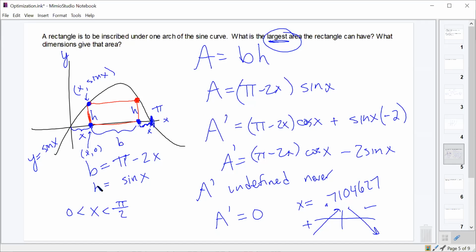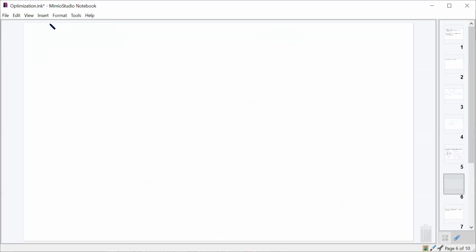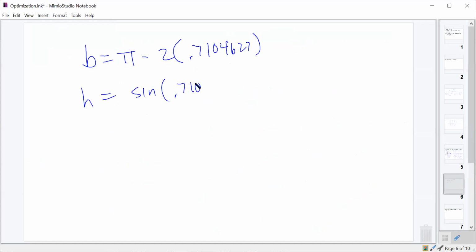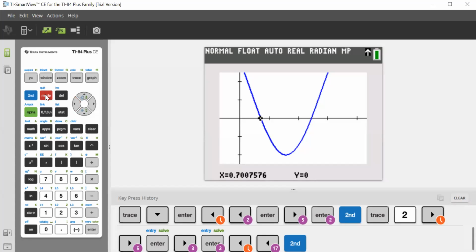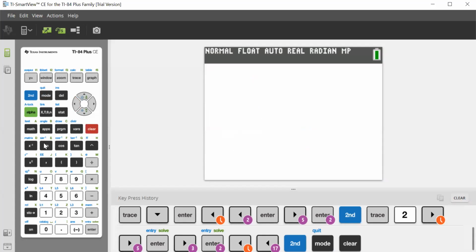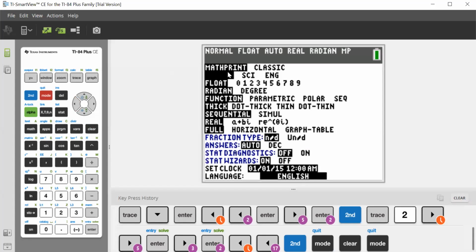All right, so then it wants to know what are the dimensions, so we got to figure out what's the base and what's the height. So the base is pi minus 2 times that. So base equals pi minus 2 times 0.710467. And our height is equal to the sine of 0.710467. And our area is equal to those two things multiplied together. So with any luck, you guys can tell me what that all comes out to be. So make sure you're in radians. I'm in radians.